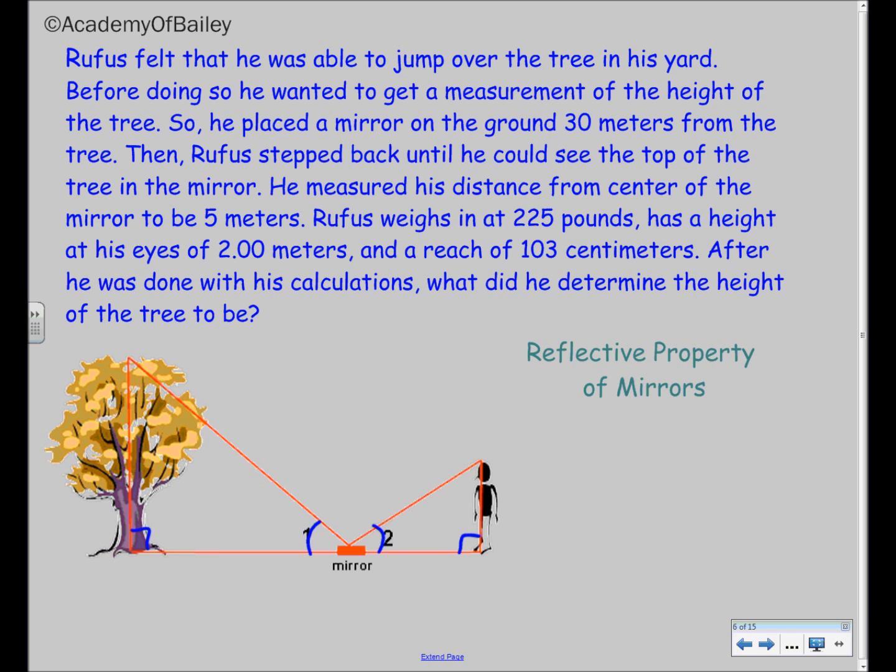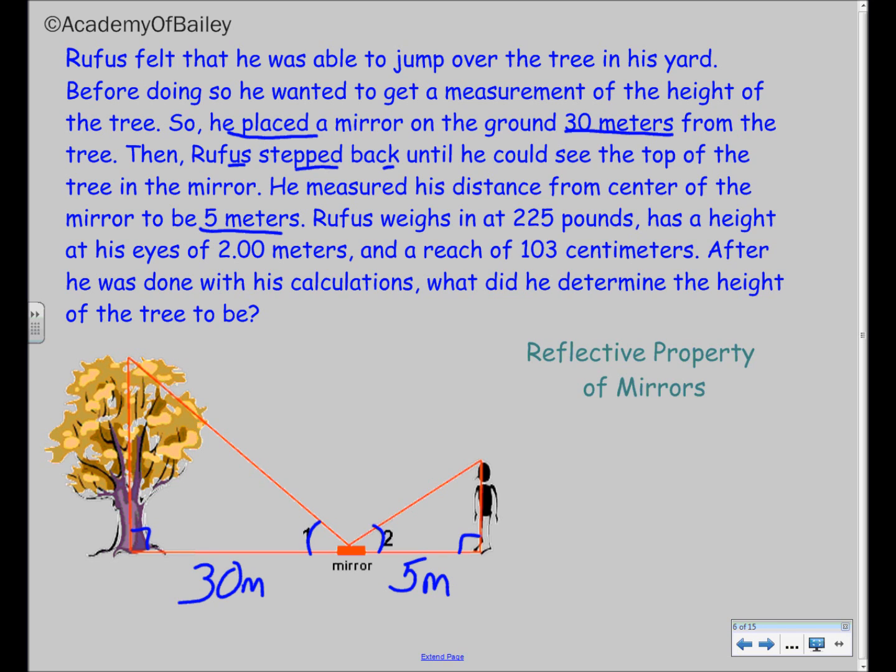So what's some of this information that we know? He placed a mirror on the ground 30 meters from the tree. So 30 meters from the tree, we're going to write 30 meters there. And then Rufus stepped back until he could see the top of the tree in the mirror. He measured his distance from the center of the mirror to be 5 meters. So we're going to plug 5 meters right there.